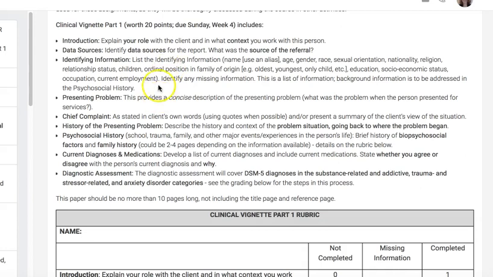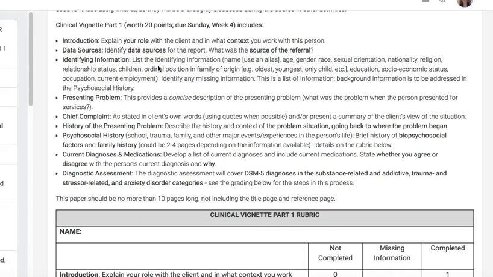Okay, and then you're going to create a demographics paragraph. You're not explaining anything here. You're just essentially writing one sentence for each of these, or listing it in some way. And so this is just to give us, again, a brief overview of the person. You'll have a chance to do more explanation in other parts of this vignette.